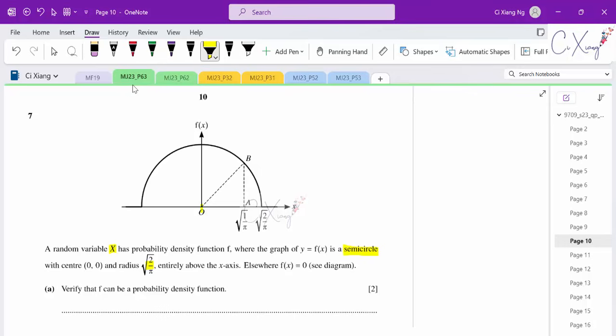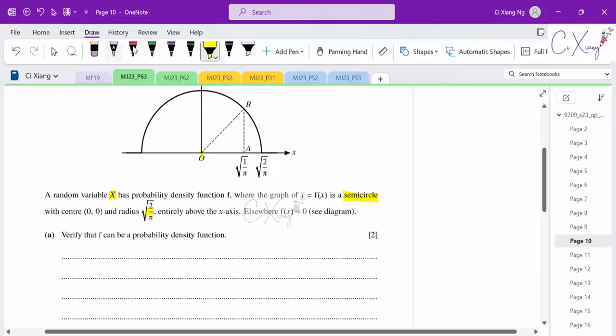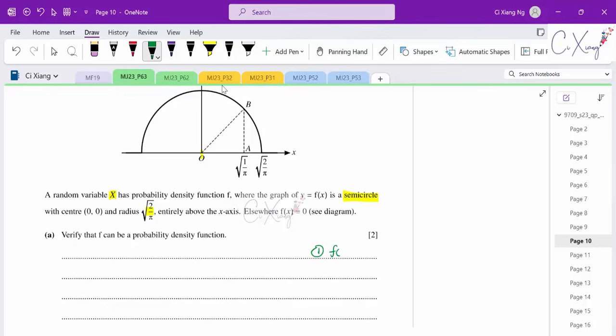Verify that f can be a probability density function. To prove that f(x) is a probability density function, there are two important properties that we need to show. The first one is that f(x) is greater than 0, which is always positive. This is true because you can see that the whole curve is above the x-axis. So the first one is already proved. The second property we need to prove is that the area under the graph of the function should equal 1. That means the total area, or total probability, should equal 1. It cannot be more than 1.